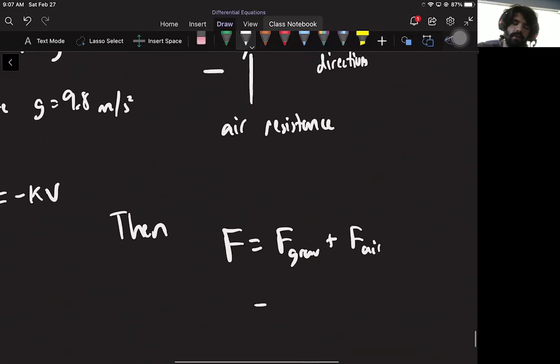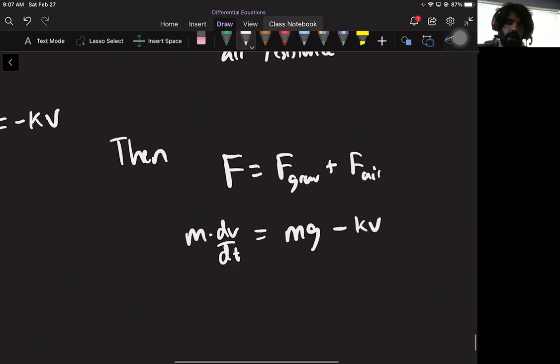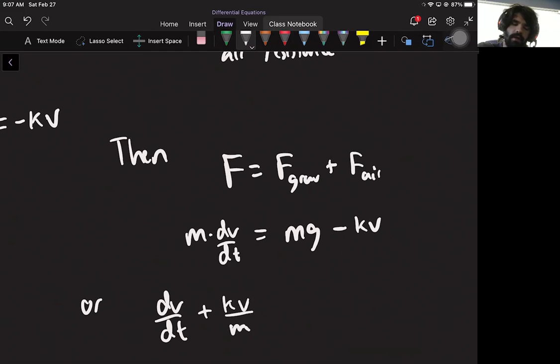Now we plug everything in. Gravity is m times g. Air resistance is negative k times the velocity. And the total force is m times the derivative of the velocity. So this gives us our differential equation, which we can rewrite and see that it's linear. And now we know how to solve linear equations. So let's see, I'll add kv and divide by m, and then I'll get this. Okay, so this is linear.